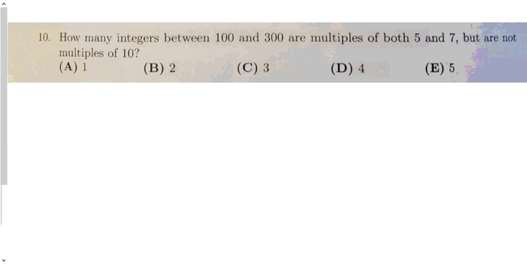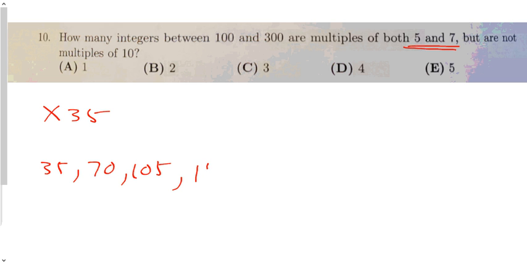And finally, question number 10 for our first 5-point round. How many integers between 100 and 300 are multiples of both 5 and 7, but not multiples of 10? Since they are multiples of 5 and 7, they have to be multiples of 35. So I make my list of multiples of 35.